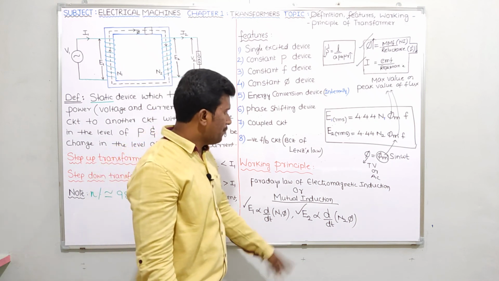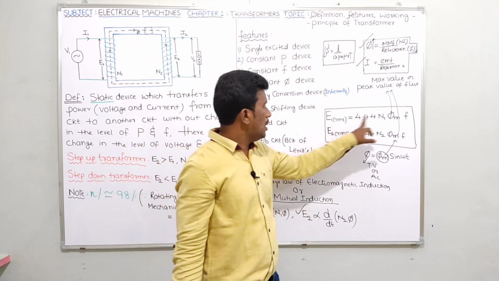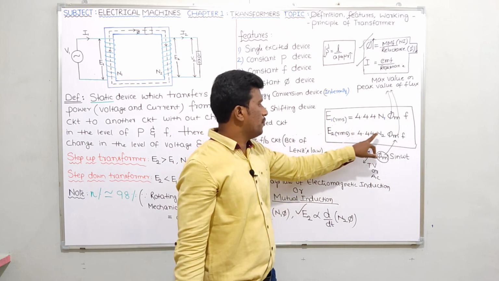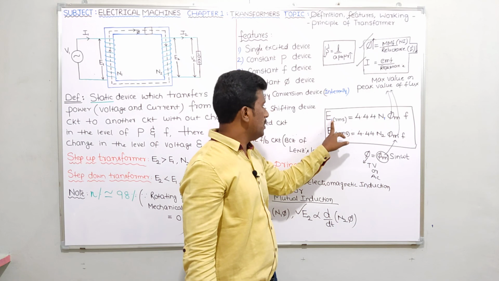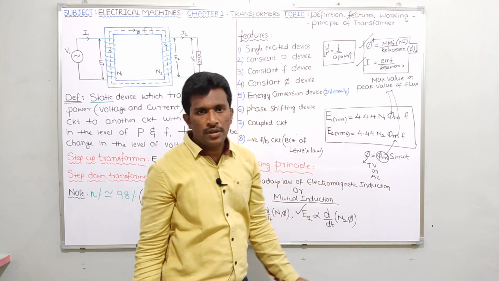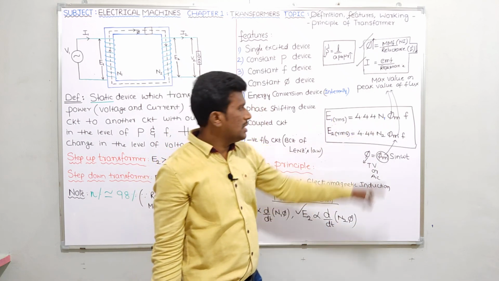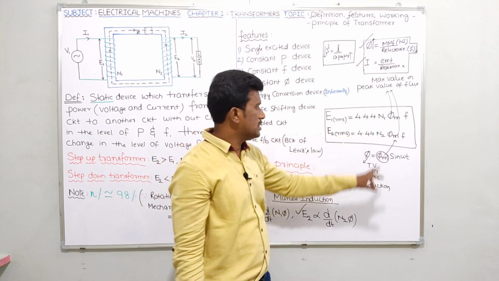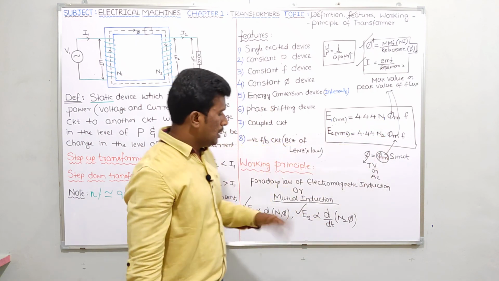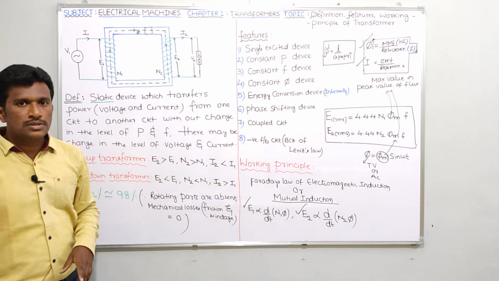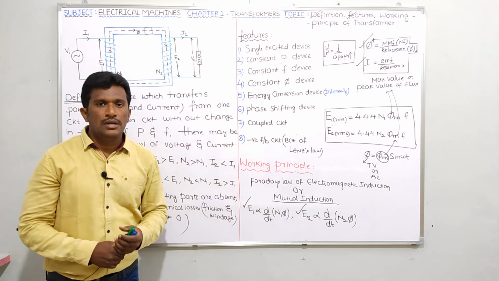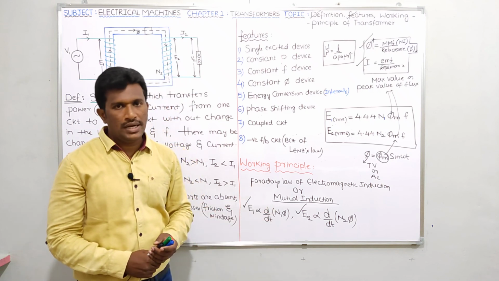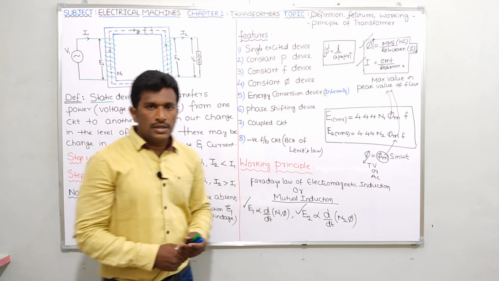But what is the difference? E1 is 4.44 N1 phi m f. Here also E2 is 4.44 N2 phi m f. It simply varies with the number of turns. Primary winding has number of turns N1, that's why I kept N1 here. Secondary winding has number of turns N2, that's why I simply kept N2 here. Right, this is about the working principle. So tell me guys, what is the working principle of a transformer? Faraday's law of electromagnetic induction, or mutual induction. Okay, right. Thank you.